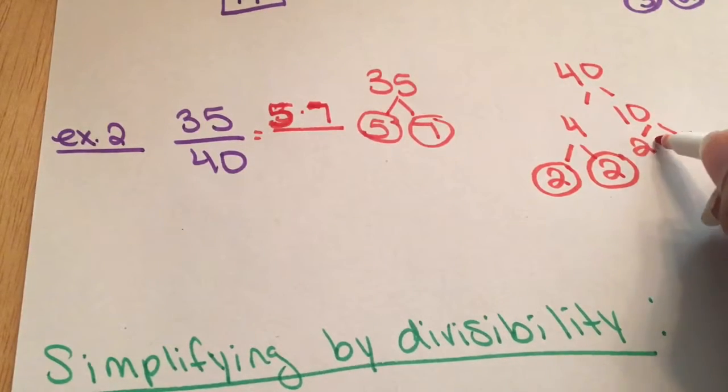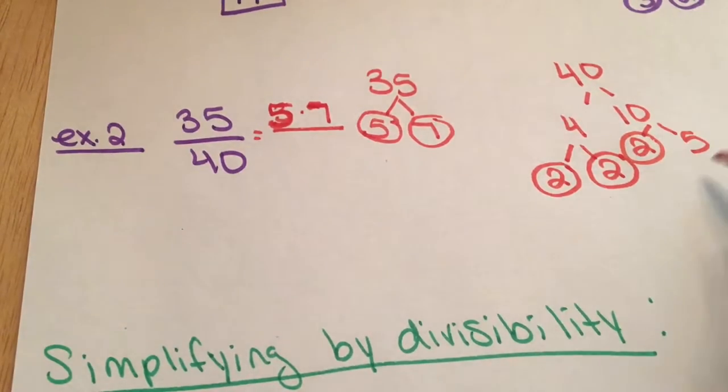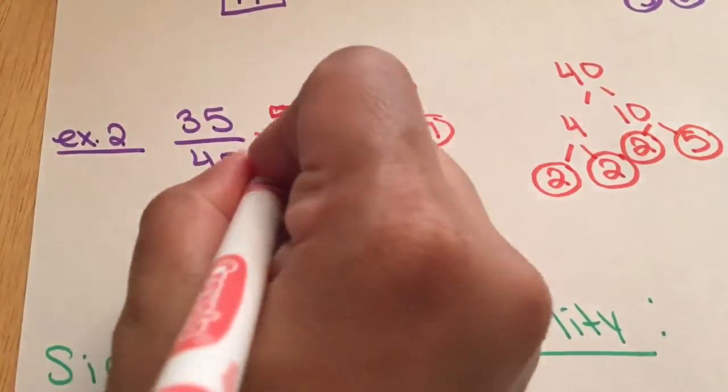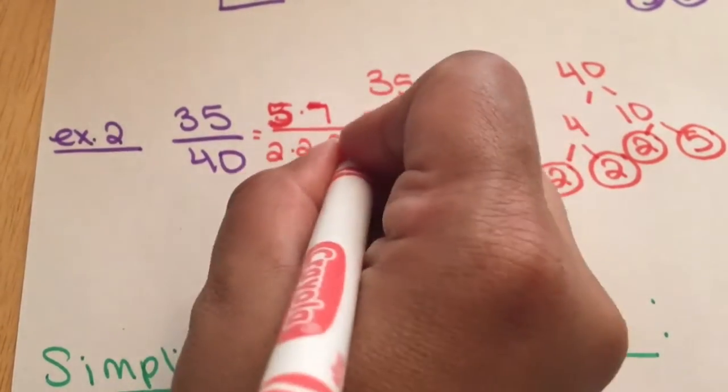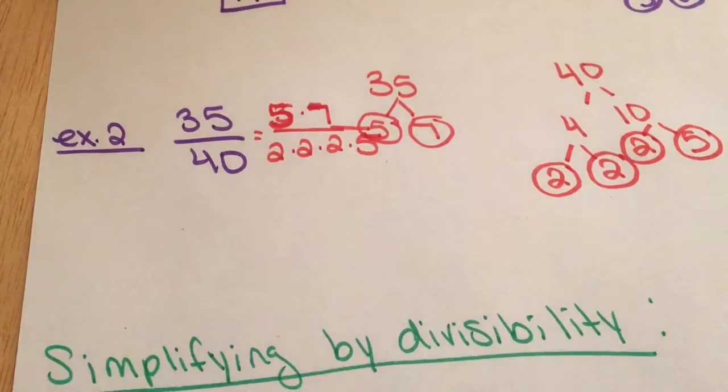Lucky for me, I get another 2 and I already know it's prime. The factors of 5 are 1 and 5, therefore that's also prime. So I'm going to go ahead and list my factors, 2 times 2 times 2 times 5 underneath my 40. Got to extend that a little bit.